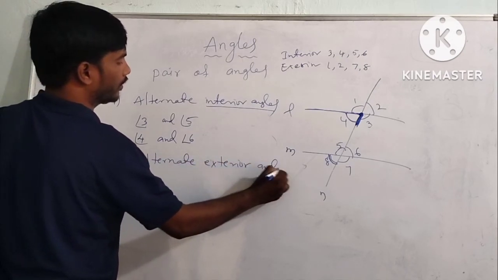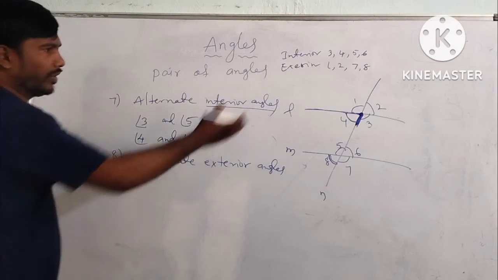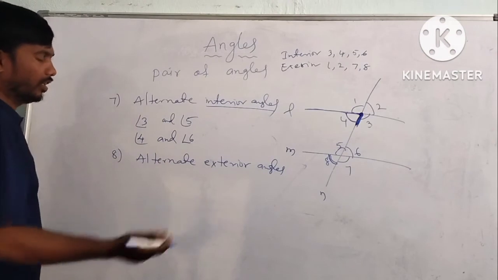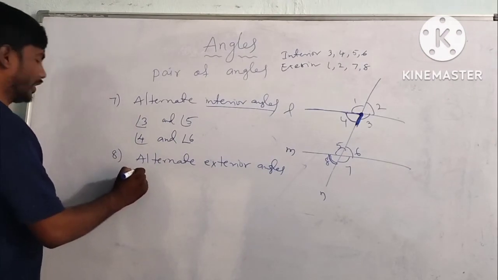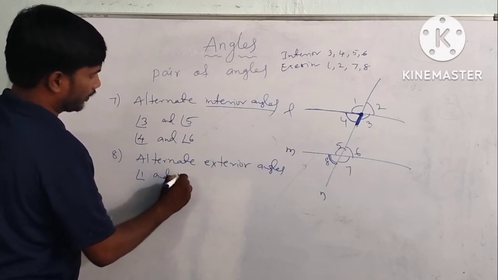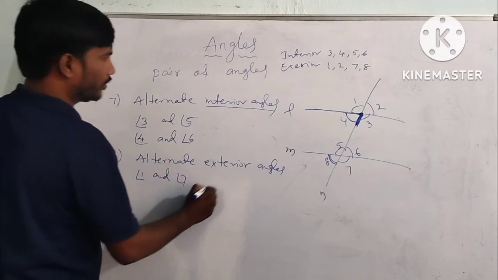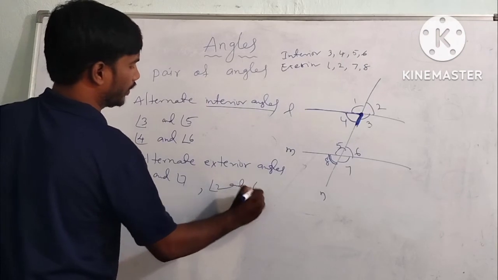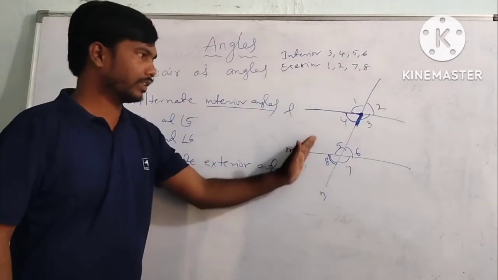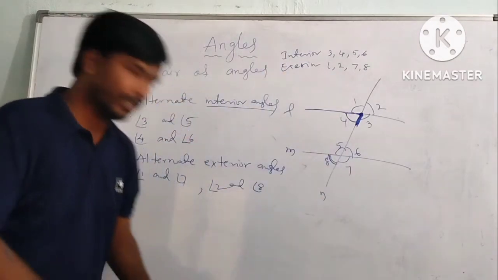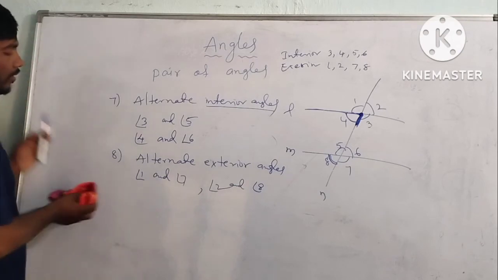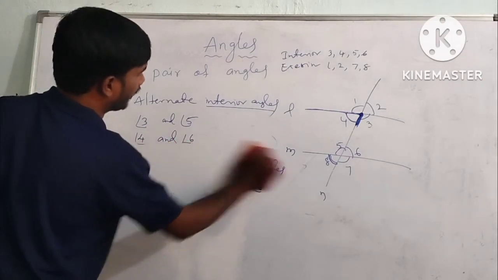Alternate exterior angles. Simple, 1 and 7, both of them on different sides of the transversal, both of them outside of the lines. 1 and 7. Next, 2 and 8. 2 and 8, different sides of the transversal, outside of the lines. Inside of the lines, interior, alternate interior. Outside of the lines, exterior, alternate exterior.